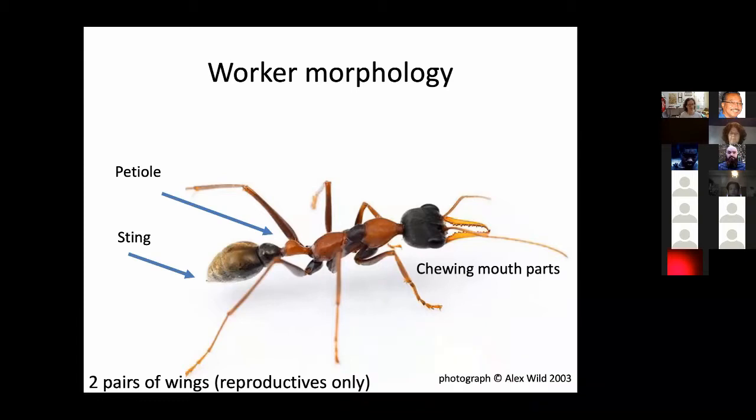So this is a really cool ant that we don't have in our area. Some of the photos I'm going to use were taken by Alex Wild, who is an amazing insect photographer, and I got his permission to use his photos. So here you can see a beautiful view of an ant's body parts. And this one is called a bulldog ant, which is really awesome, in Australia. It has these huge mandibles.